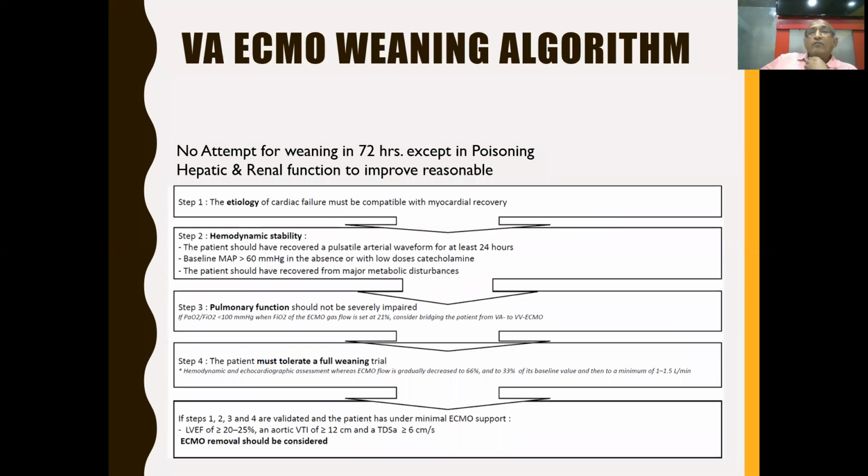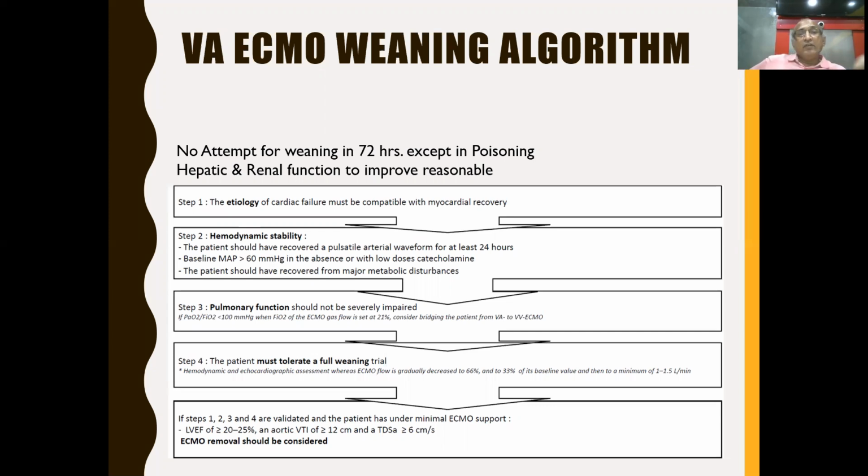So what should be the weaning algorithm? First, in the first 72 hours, there should not be any efforts to wean the patient from ECMO, except in case of poisoning, which can improve faster. But otherwise, myocarditis or, as in our usual case, ischemic cardiomyopathy and cardiogenic shock, they usually take a longer time, so you should not make an attempt. And before going to that attempt, hepatic and renal functions and other metabolic disorders should get stabilized.